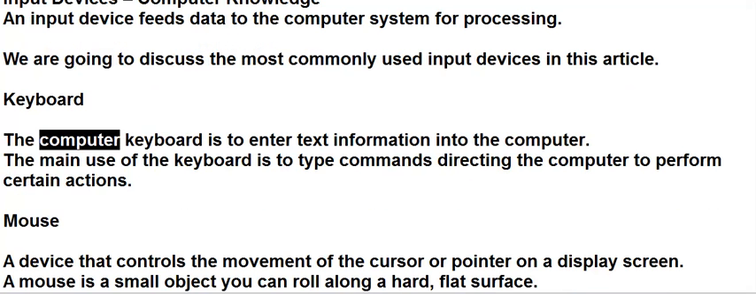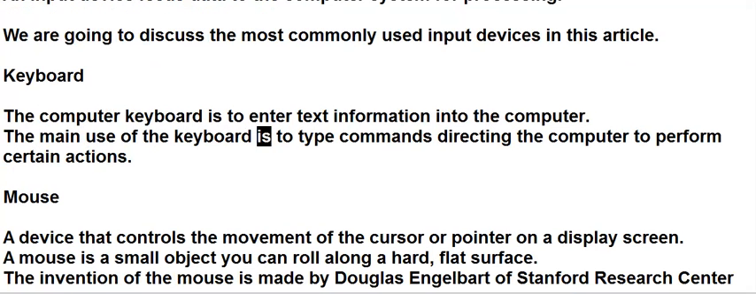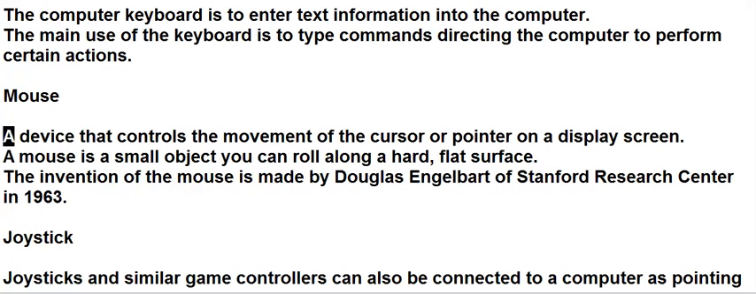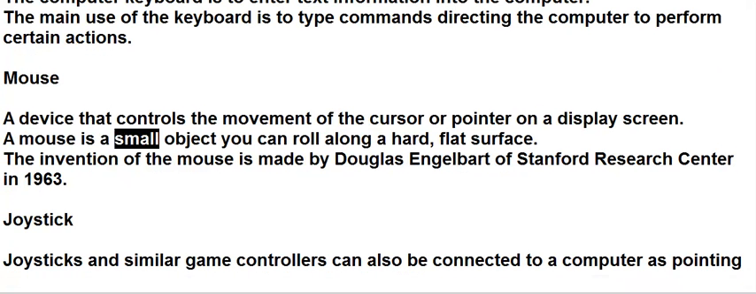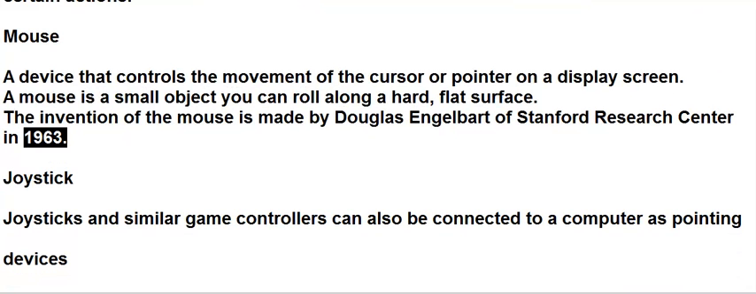Keyboard. The computer keyboard is used to enter text information into the computer. The main use of the keyboard is to type commands directing the computer to perform certain actions. Mouse. A device that controls the movement of the cursor or pointer on a display screen. A mouse is a small object you can roll along a hard, flat surface. The mouse was invented by Douglas Engelbart of Stanford Research Center in 1963.